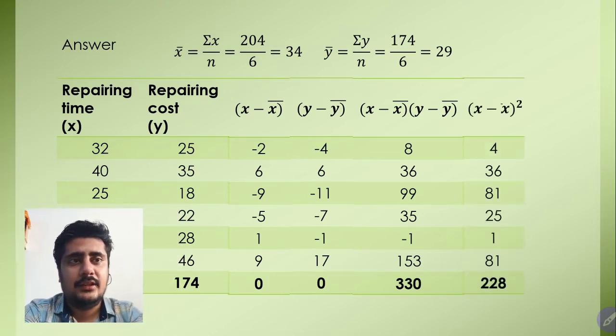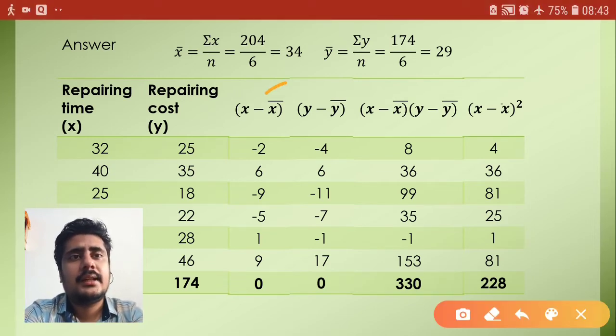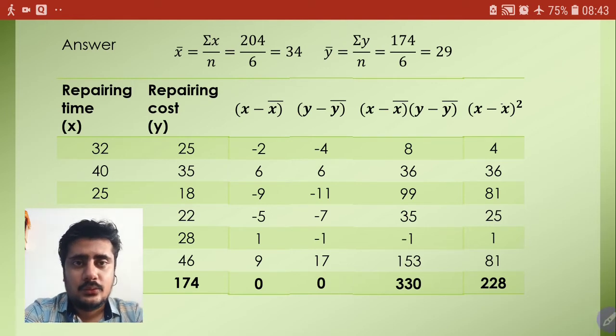And then we will find the square of x minus x bar. You can see here it's x minus x bar and you have to do the square of that. So minus 2 square 4, 6 square 36, minus 9 square 81, minus 5 square 25, and so on. Then yes, so this was the first formula. Okay, it's quite easy.